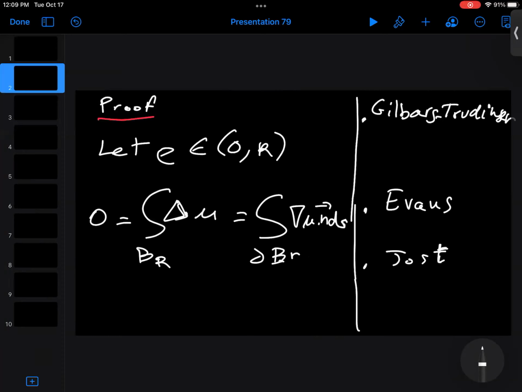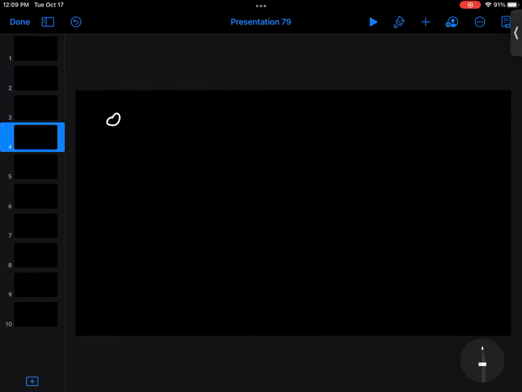So now I have that 0 equals the integral over the border of the gradient of u scalar my normal unit vector. Yes. Okay. First thing. Next thing is that I'm going to do a change of variables.